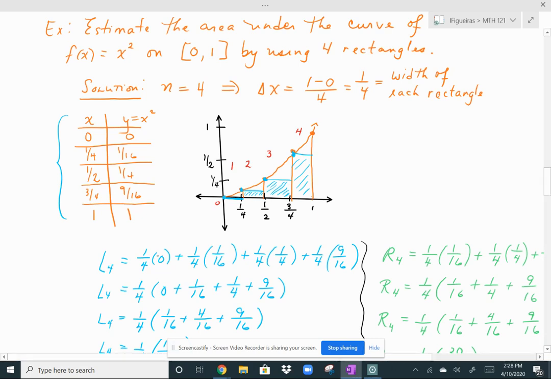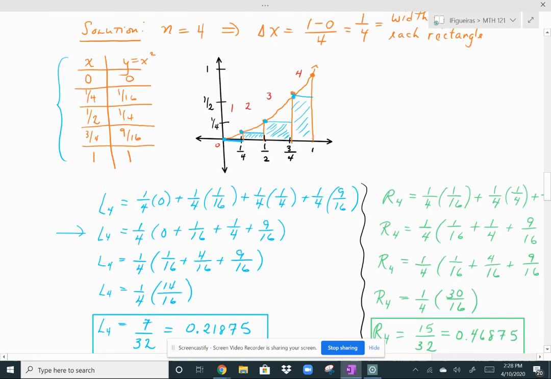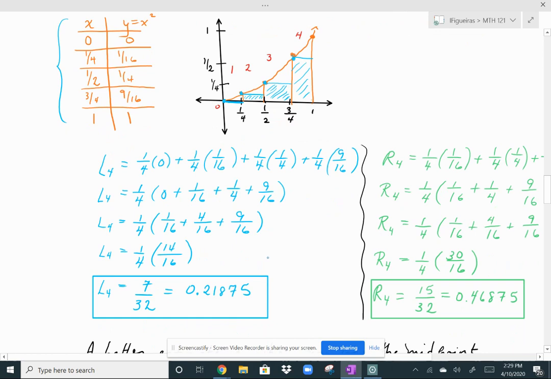I'm going to factor out the 1/4 because that was consistent throughout. So I have 1/4 times, and then what's inside of the parentheses are all of the heights. So that's 0 plus 1/16 plus 1/4 plus 9/16. In the next line, I got a common denominator of 16. So I have 1/4 times 1/16 plus 4/16 plus 9/16. And that leaves you with 1/4 times 14/16. When you simplify, you get 7/32.